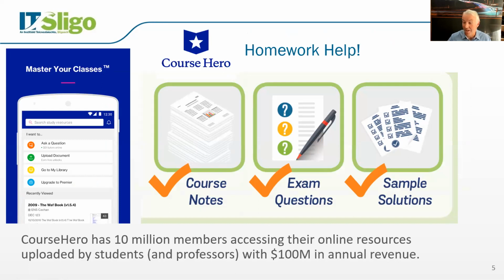They have 100 million in revenue, and about 10 million members accessing their online resources, which are uploaded by students, but some would say some professors and lecturers are uploading as well. I think there's some kind of credit system whereby if you upload, you get credit to look at other stuff. So I doubt it's just students using it.